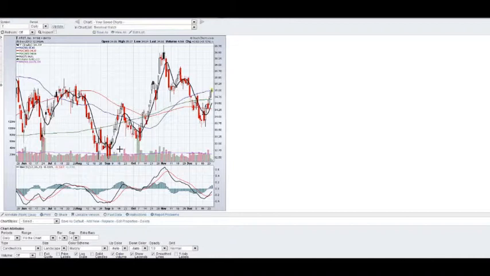Okay, so tomorrow we'll jump in, we'll take a look at support and resistance. We'll break support and resistance down into 9 factors and take a look at it from that standpoint and go forward from there.